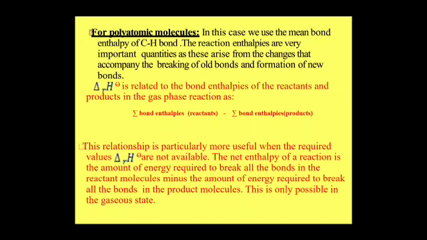For a polyatomic molecule, in this case, we use the mean bond enthalpy of the carbon-hydrogen bond. Reaction enthalpies are very important quantities, as these arise from the changes that accompany the breaking of old bonds and formation of new bonds. This relationship is particularly useful when the required values of delta rH are not available. The net enthalpy of a reaction is the amount of energy required to break all the bonds in the reactant molecules minus the amount of energy required to break all bonds in the product molecules. This is only possible in the gaseous state.